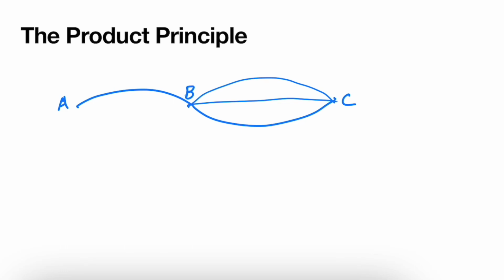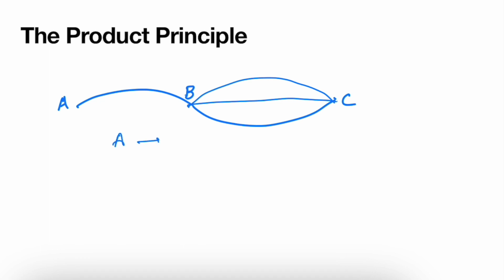In order to learn permutations and combinations, it's very important that we know the product and the sum principle. Let's see what the product principle is. Here we see that there are different paths we can take to reach from A to C.